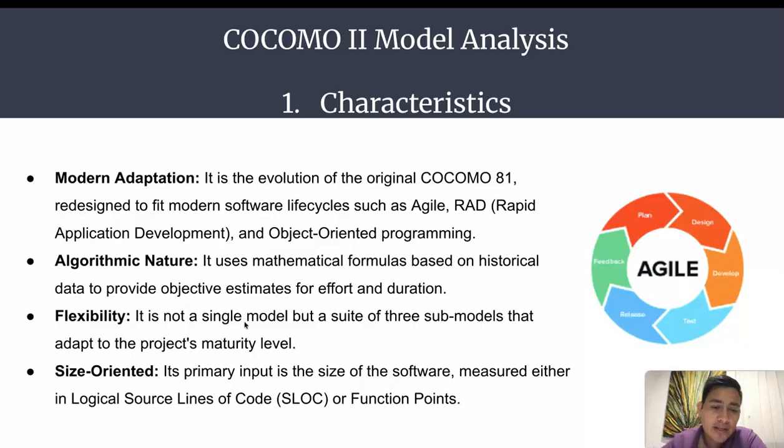Characteristics, model adaptation. It's the evolution of the original COCOMO 81, redesigned to fit modern software lifecycles such as agile, rapid application development, and object-oriented programming. Algorithmic nature: it uses mathematical forms based on historical data to provide objective estimation for effort and duration. Flexibility: it is not a single model but a suite of three submodels that adapt to the project's maturity level. This is very important. Flexibility.